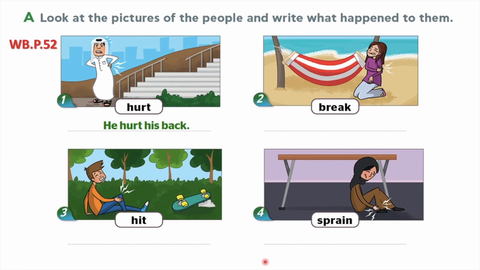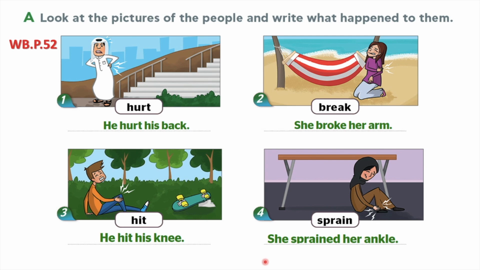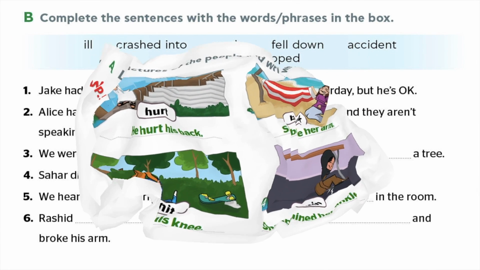Well, number 2. Perfect. She broke her arm. 3. Excellent. He hit his knee. And finally, 4. She sprained her ankle. Thank you. One more practice.